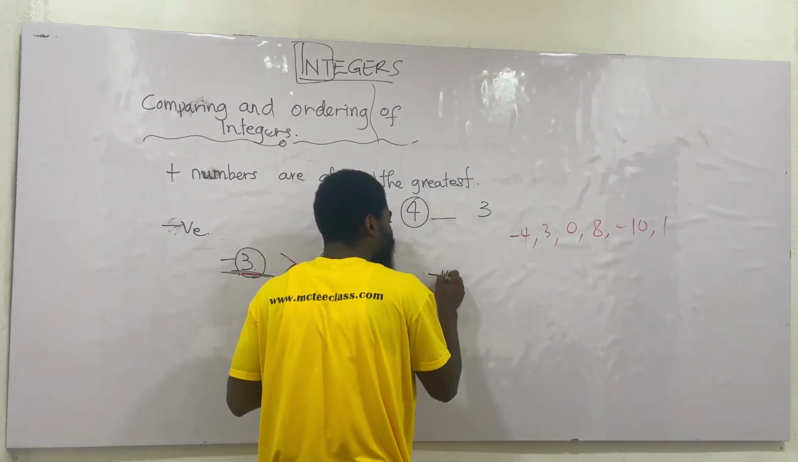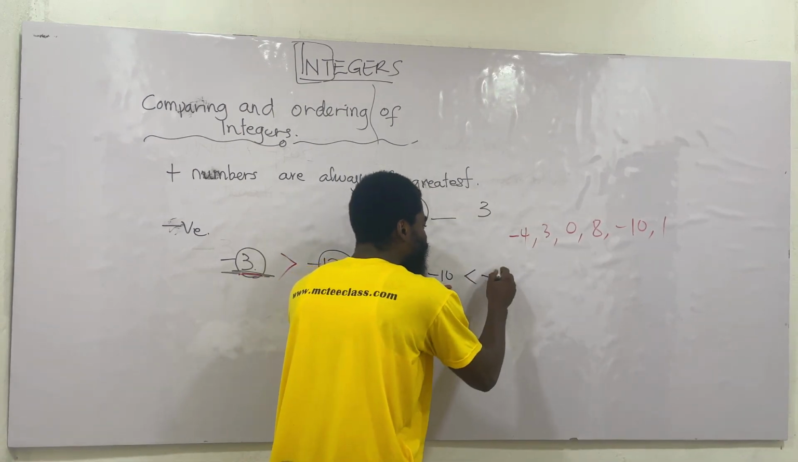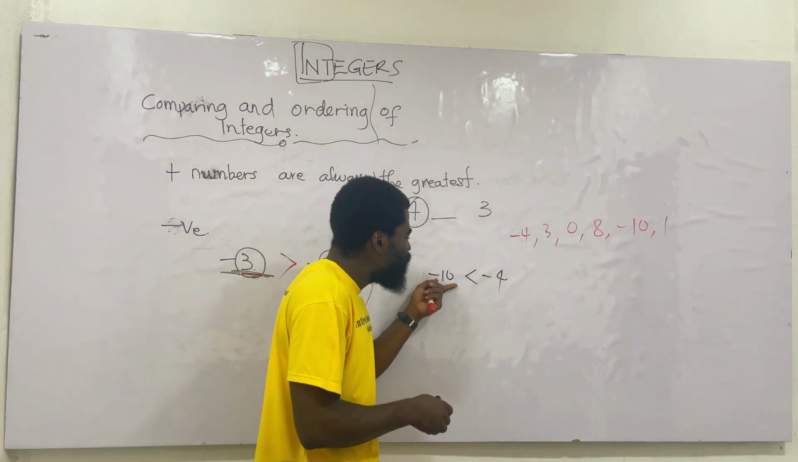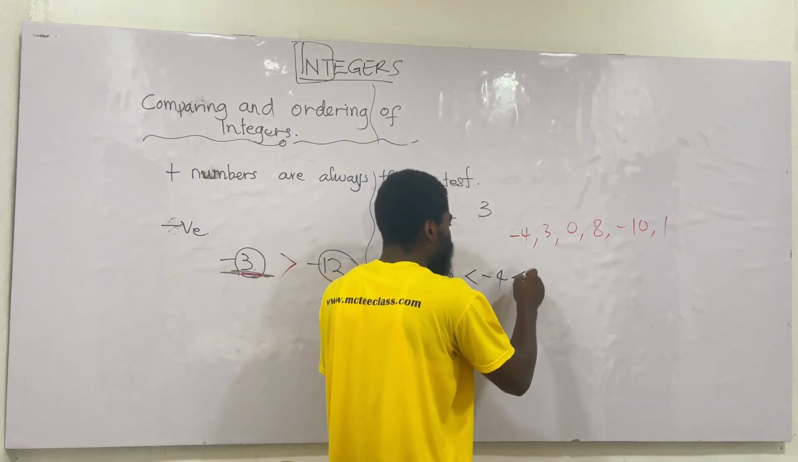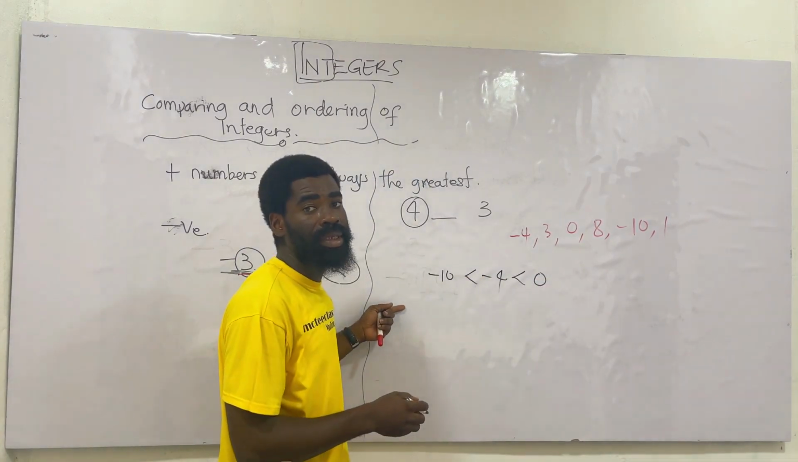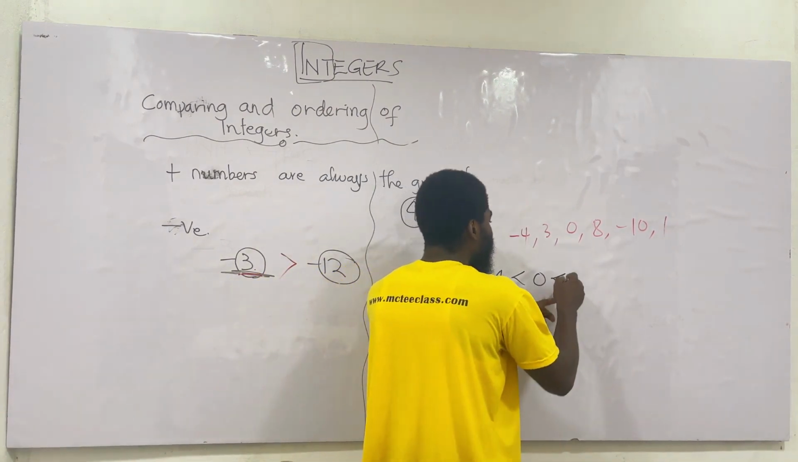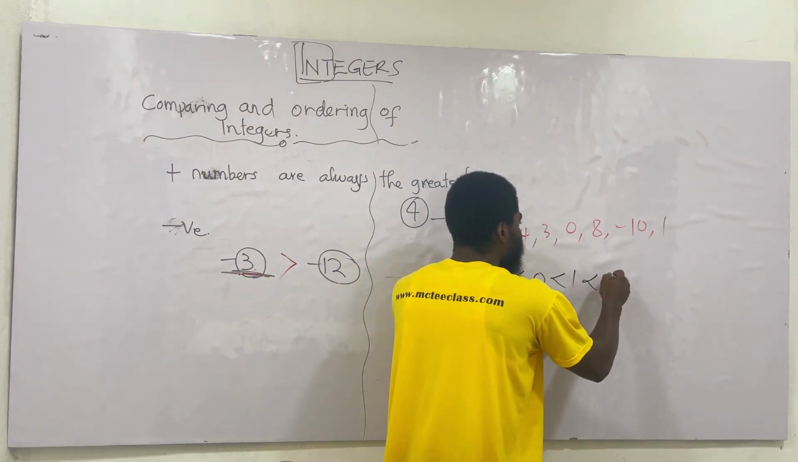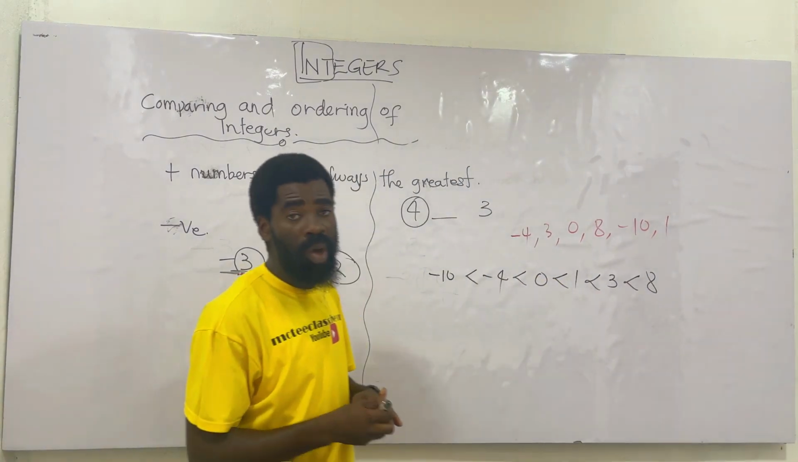So -10 will be less than -4. Why is that so? Because its value is bigger. Take note of that in negatives. Then we come to -4, which is less than 0, and 0 is greater than all negative numbers. Keep note. Then 0 is also less than 1, 1 is less than 3, and 3 is less than 8. I hope you get the point I'm making.